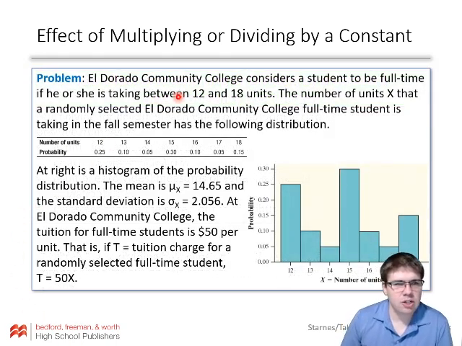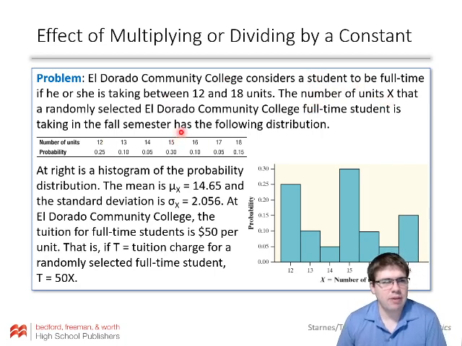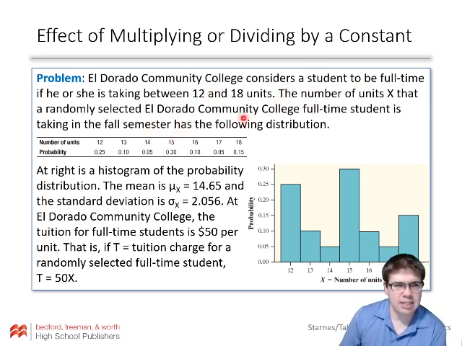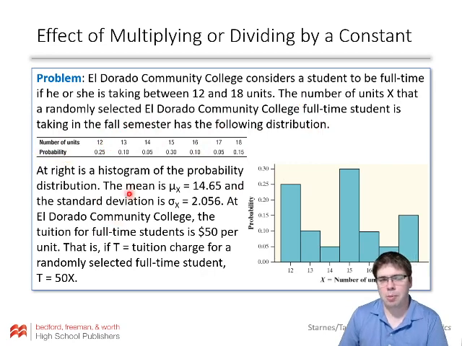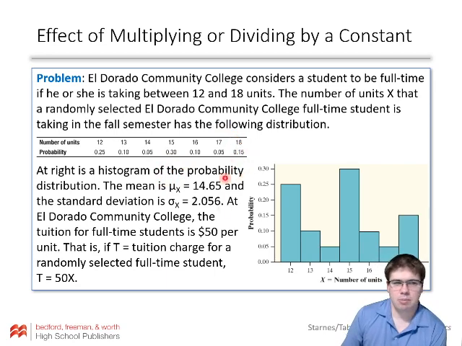El Dorado Community College considers a student to be full-time if he or she is taking between 12 and 18 units. The number of units X that a randomly selected El Dorado Community College full-time student is taking in the fall semester has the following distribution. We've got some students taking 12, 13, 14 units, and so on. This is basically a relative frequency, but we're calling it a probability because we're saying a randomly selected student. The probability they're taking 18 units is apparently 0.15. They've graphed that distribution, where X represents the number of units, and those are the outcomes, and these are our probabilities.